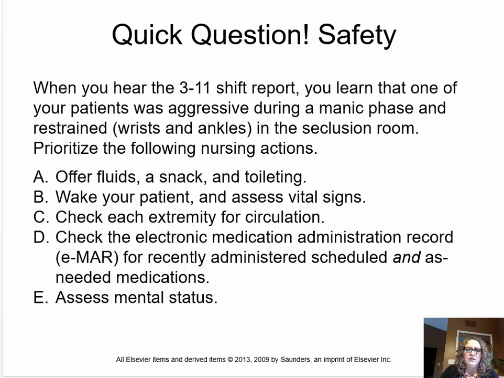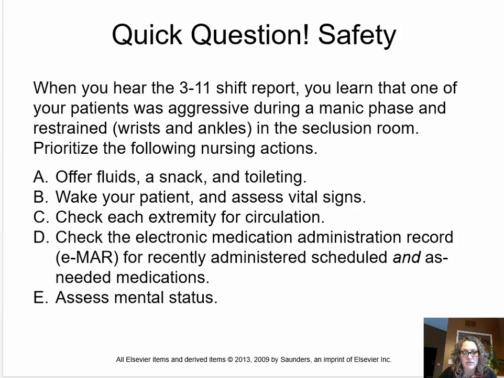So check each extremity circulation. Take the restraint off one at a time. Take, for example, one wrist off, check the circulation, make sure it's not too tight, put it on, and then move on to the next one. So you take them off one at a time and then replace it.